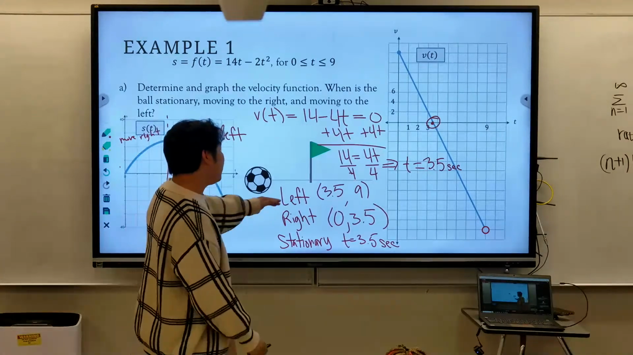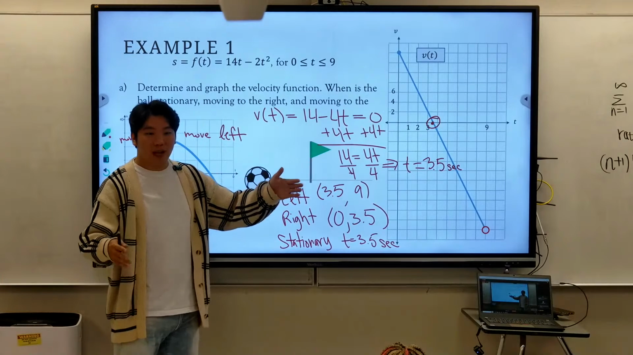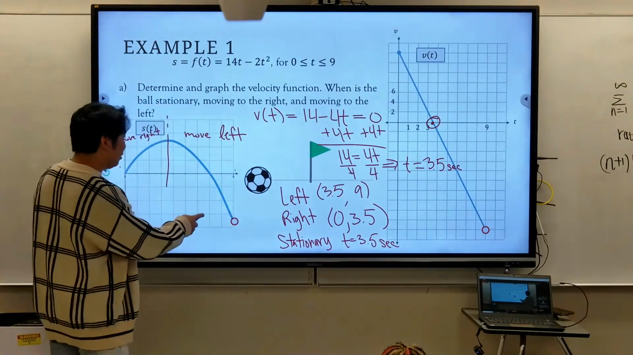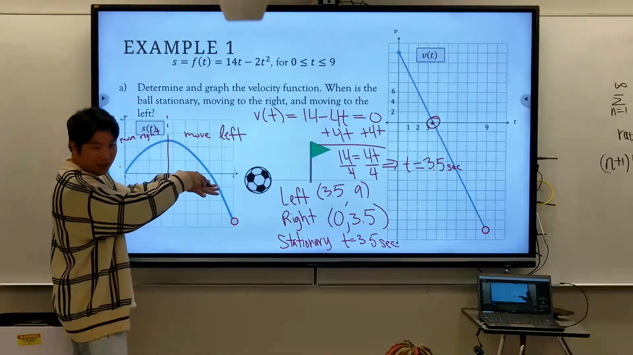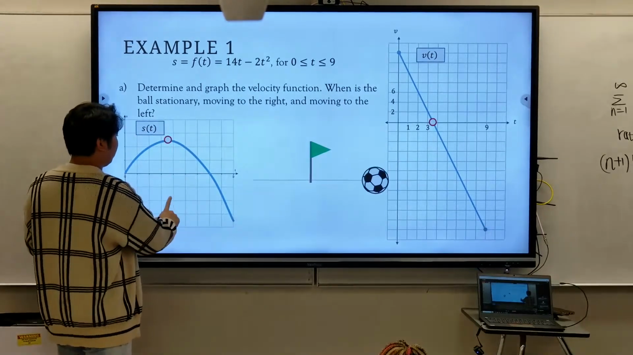Okay, this just means the time that I'm moving left. So 3.5 seconds to 9 seconds, that's when I'm moving left, because we saw this earlier. Do you mind if I erase this to go back to the animation? Yeah. Let me do this.